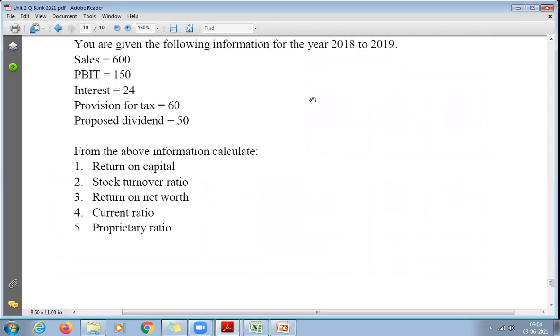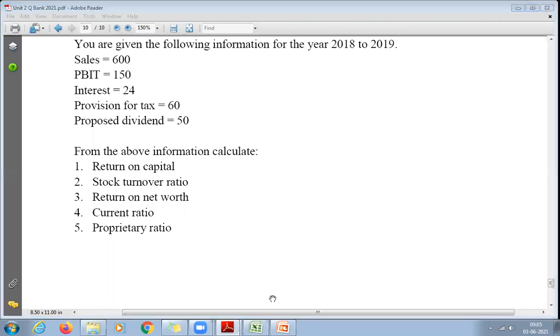You are given the following information for the year 2018 to 2019. Sales is equal to 600. Profits before interest and tax 150. Interest 24. Provision for tax 60. Proposed dividend is equal to 50. From the above information, calculate return on capital, stock turnover ratio, return on net worth, current ratio, and proprietary ratio. Okay. Thank you very much, Hariharan.